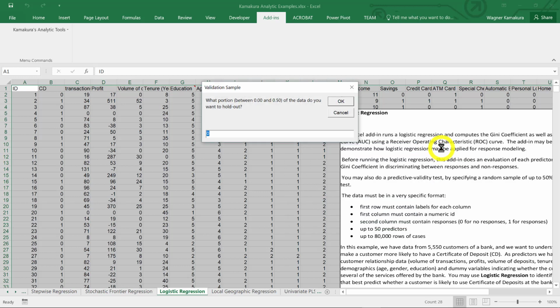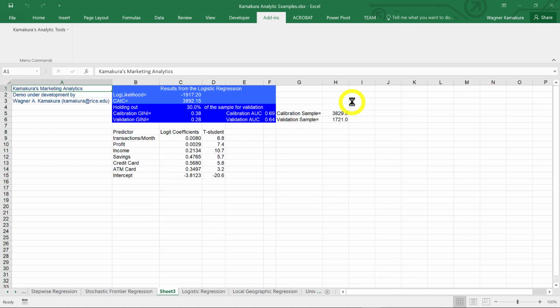Click OK. You can either do a straight estimation or calibration using 100% of the sample, or you can do an automatic holdout test, a predictive validity test, by holding out between 0 and 50% of the data. I'm going to hold out 30% of the data. In other words, we are going to use 70% of the data for calibration, randomly picked, and the other 30% will be used for a predictive validity test. Click OK, and there we have it.